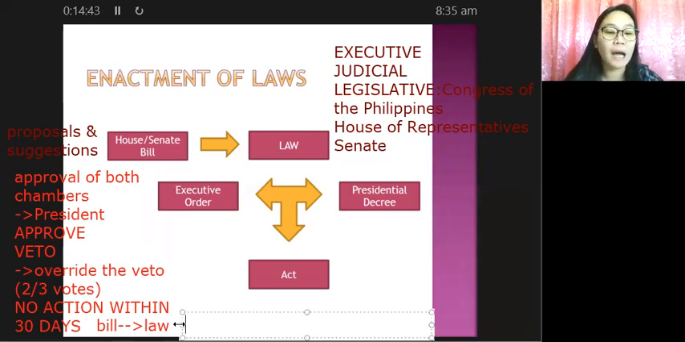Once a law is passed, with the approval of the Congress of the Philippines as well as the Philippine president, the law shall take effect 15 days after publication in the Official Gazette or in at least two national newspapers of general circulation.